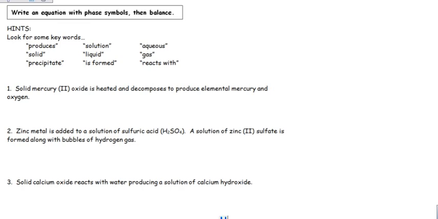mercury and oxygen. Okay, so look for some key words here. I'm starting off with solid mercury 2 oxide. So mercury is +2, oxygen is -2. It's heated and decomposes, which just means it breaks apart to produce. So here come my products. Elemental mercury, which is just Hg, not diatomic, and oxygen gas. Oxygen is diatomic. There, it's that easy.